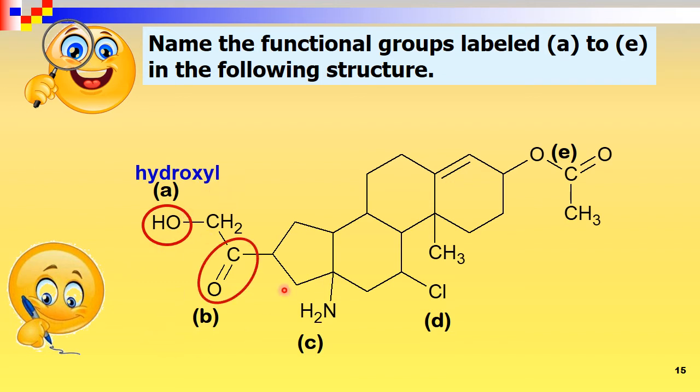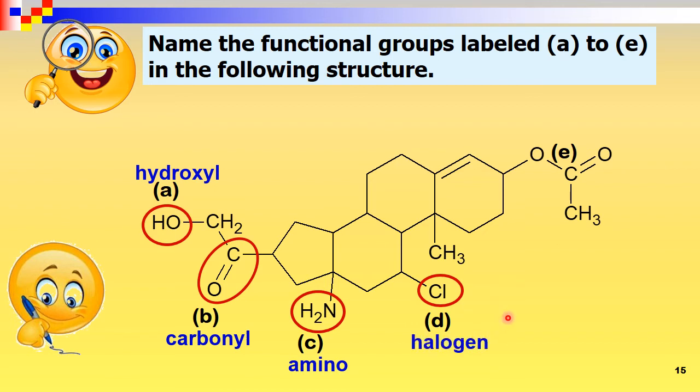B, C double bond O. This group is called carbonyl group. C is this N. So it is amino group. D is the chlorine. So it is the halogen. And E refers to the whole C double bond O group. And this group is called carboalkoxy.